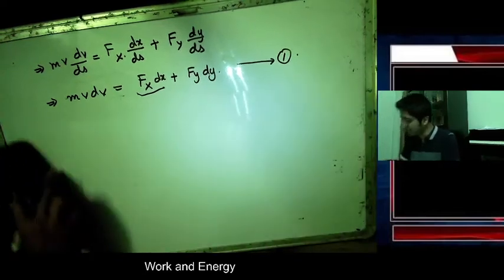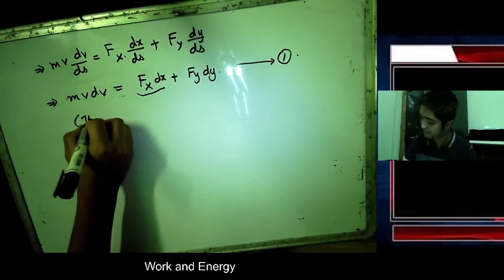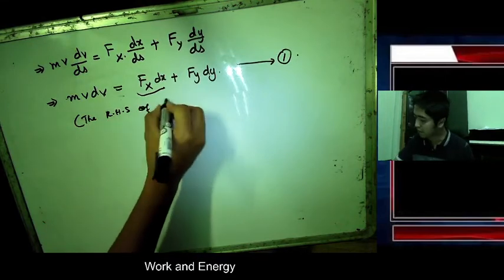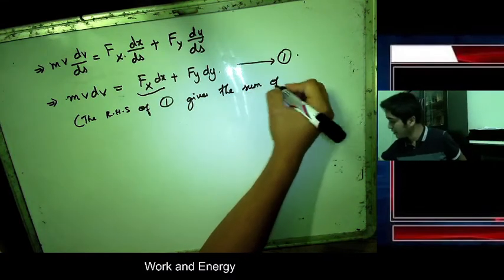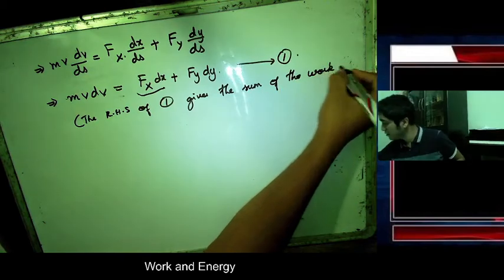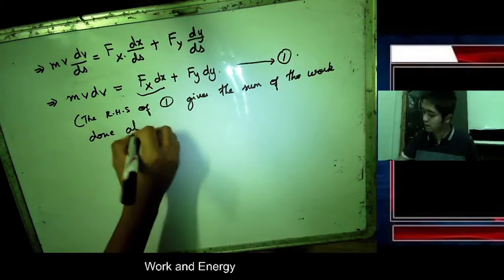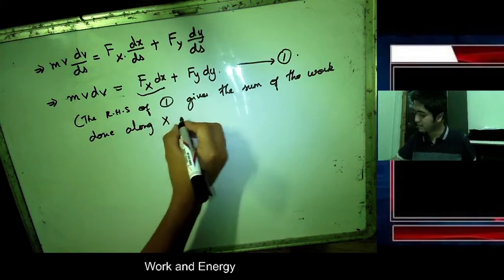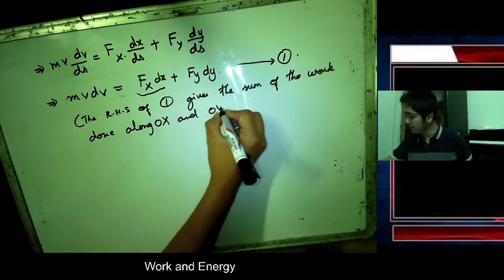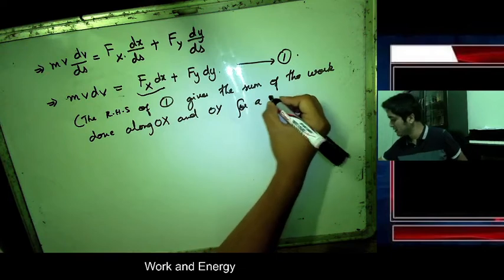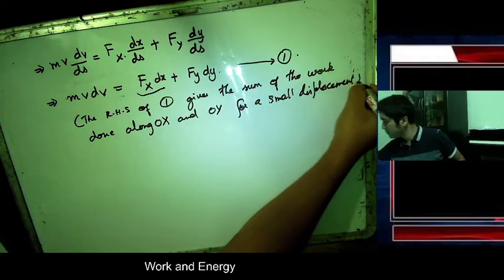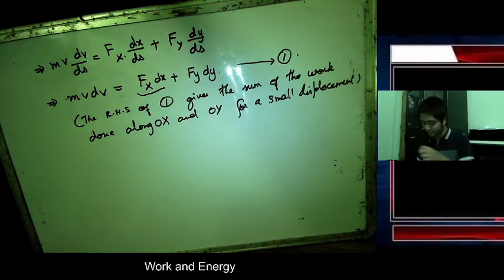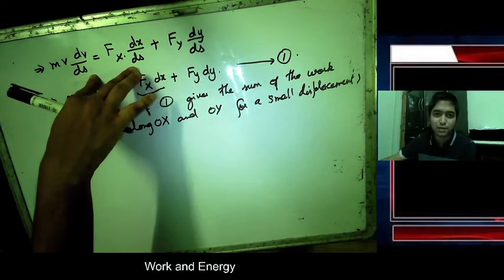Okay, let me just write it down. The right hand side of 1 gives the sum of the work done along x and along y for a very small displacement. Okay, so this is what is happening. But we need to integrate this one.